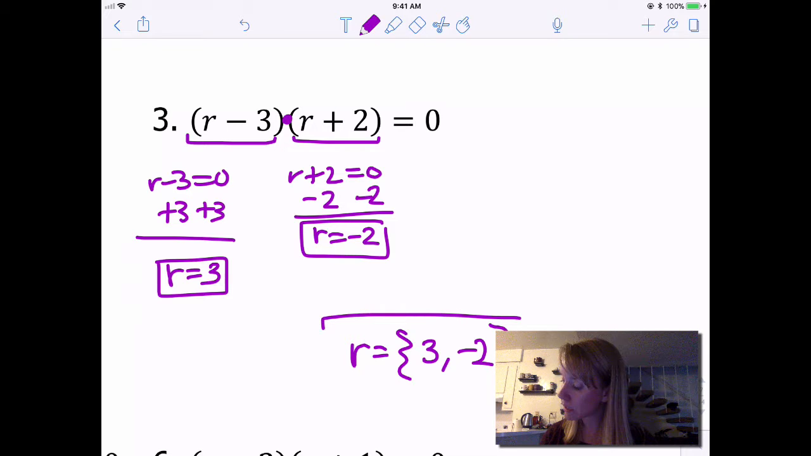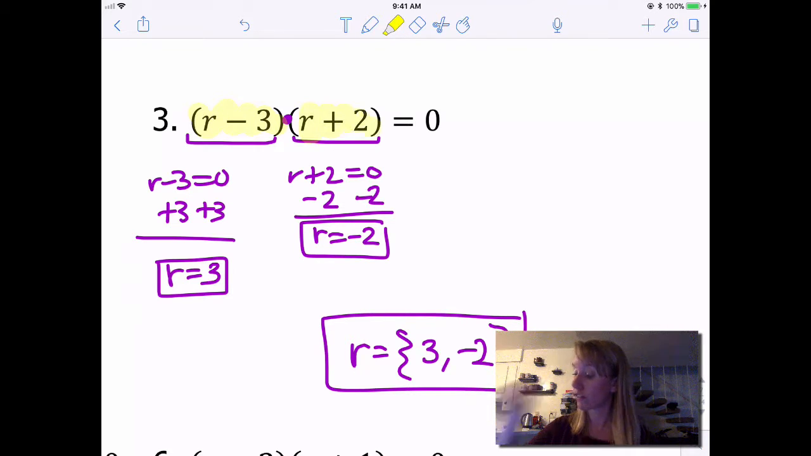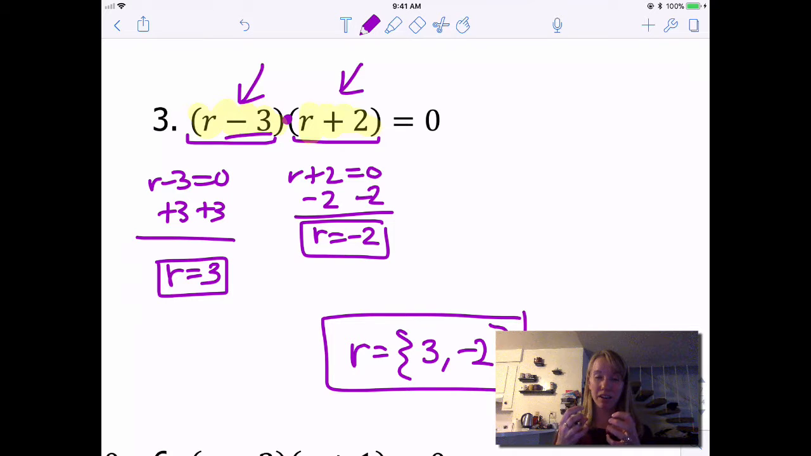You may be noticing a pattern. If you have two terms, or really even one, set equal to 0, the thing that will make this term 0, well, this is a negative 3. I need a positive 3 to make our sum 0. In the second term, I've got a positive 2. To make that sum 0, I need r to be a negative 2. So you're really taking the opposite sign. But a really surefire way is to always set up the two equations.